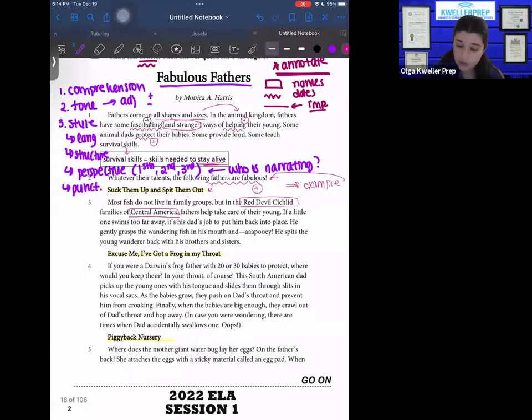If a little one swims too far away, it's his dad's job to put him back into place. He gently grasps the wandering fish in his mouth and anapui. He spits out the young wanderer back with his brothers and sisters.